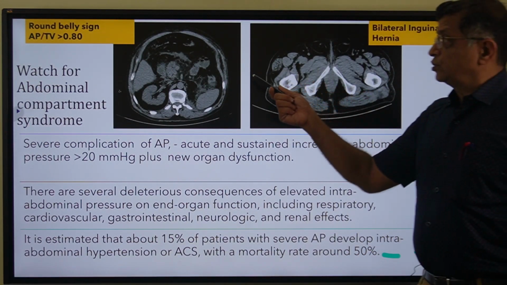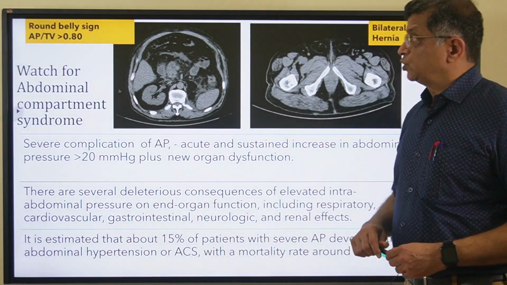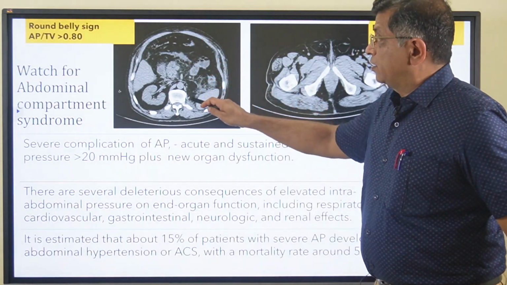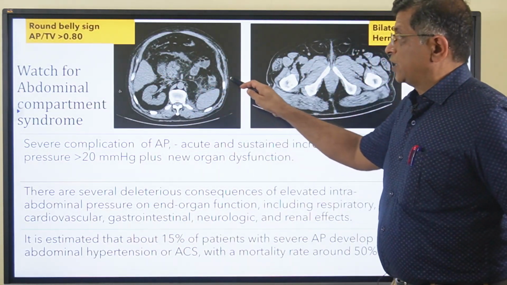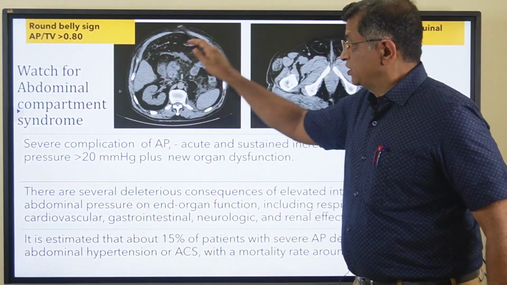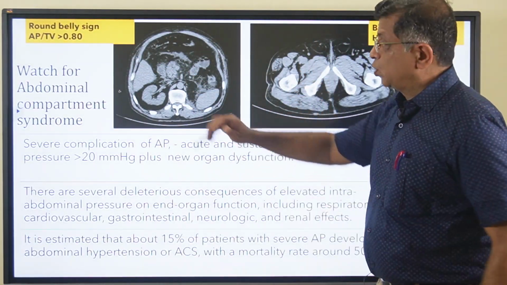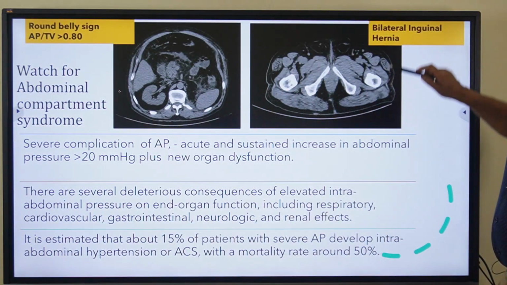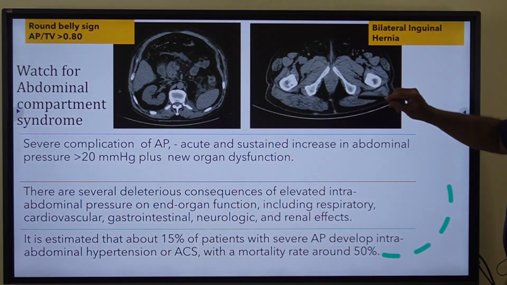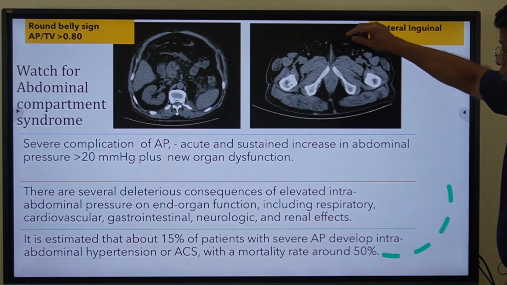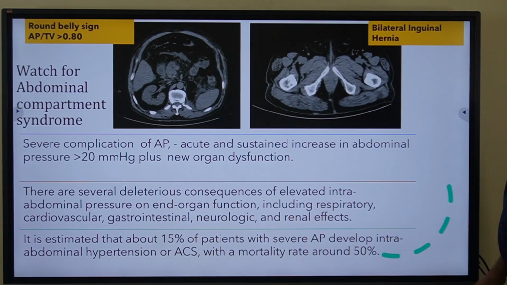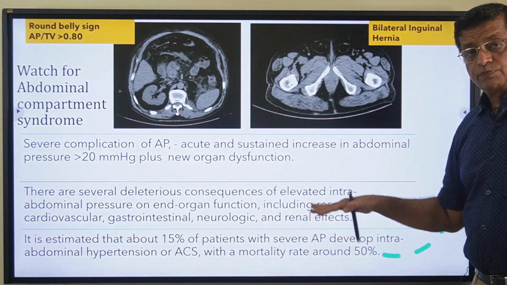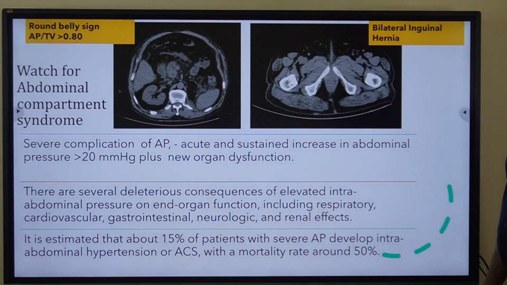So just two pictures of CT cuts of abdominal compartment syndrome. This is a typical round belly sign in which the AP diameter divided by the transverse diameter is more than 0.8. So you can see the whole abdomen has become a round belly. This is a sign that the patient has developed abdominal compartment syndrome. This is a CT from a patient of abdominal compartment syndrome. You can see bilateral inguinal hernia as well. So if you see such a round belly sign plus clinical features of increased pressure, then think of abdominal compartment syndrome.